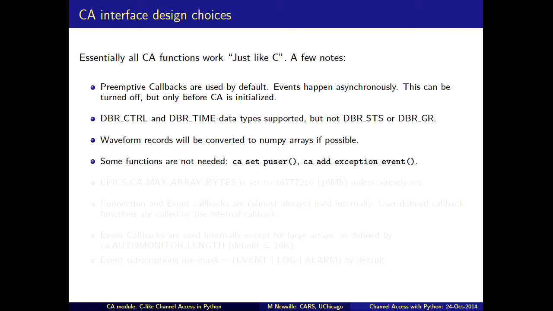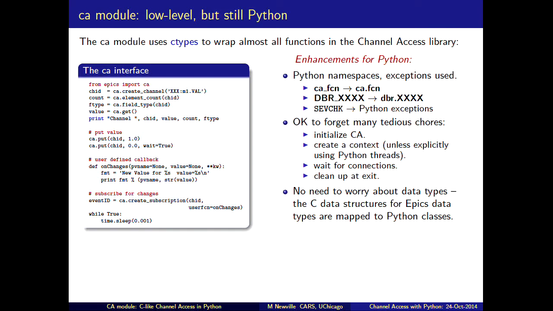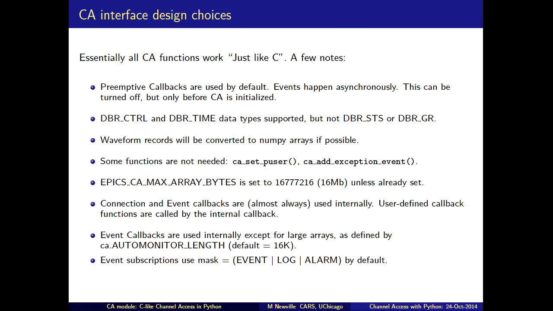And waveform records are always converted to NumPy arrays if that's possible. That's both on input and output. And some things for exception events and so on just aren't needed. Also, because this is used at a lot of beamlines that are using arrays, EPICS_CA_MAX_ARRAY_BYTES is set by default to 16 megabytes, unless it has already been set by your system. So getting array data will probably work if you forget to set CA max array bytes, but you might want to set it bigger than that if you're working with very large cameras.